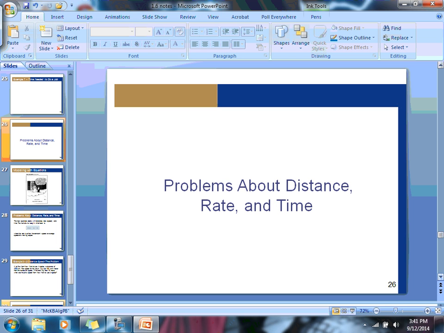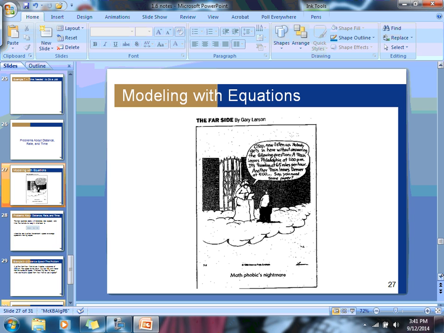Okay, last problem now. This problem is about distance, rate, and time. And these problems are a little anxiety ridden. So, you might be feeling a little overwhelmed by all these word problems. So here's a funny little joke. This is a Far Side cartoon about math, anxiety, and word problems. So you can feel free to read through that on your own.